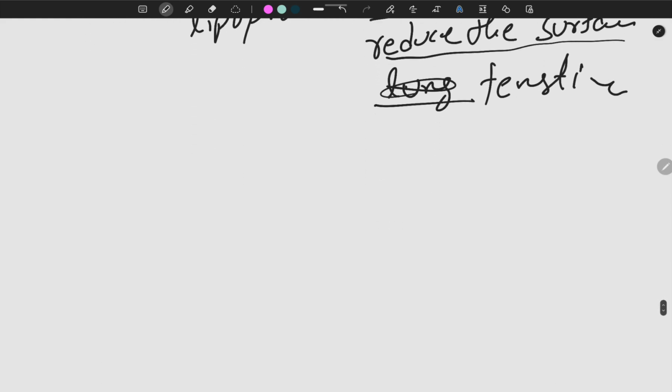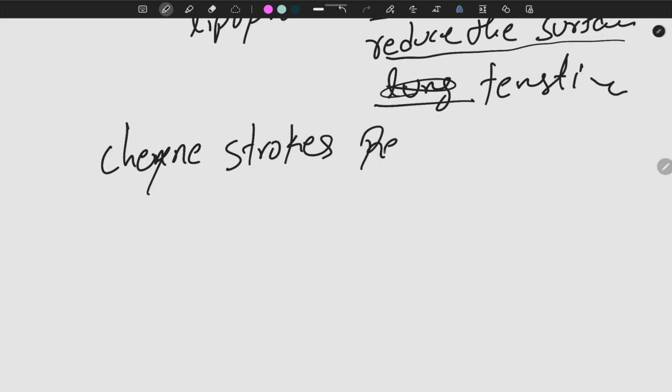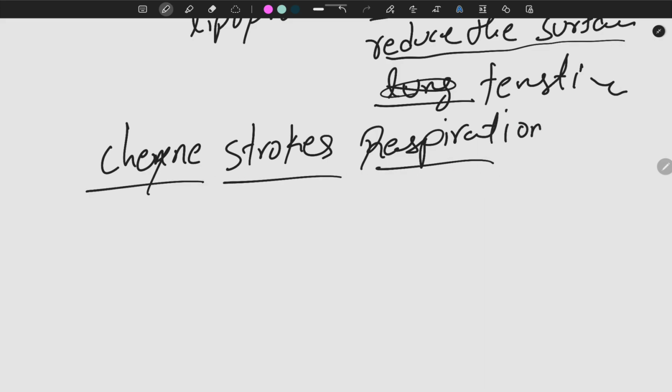And the next important point is Cheyne-Stokes respiration. So in which condition can we see Cheyne-Stokes respiration? In the case of chronic pulmonary disease, we can see Cheyne-Stokes respiration.